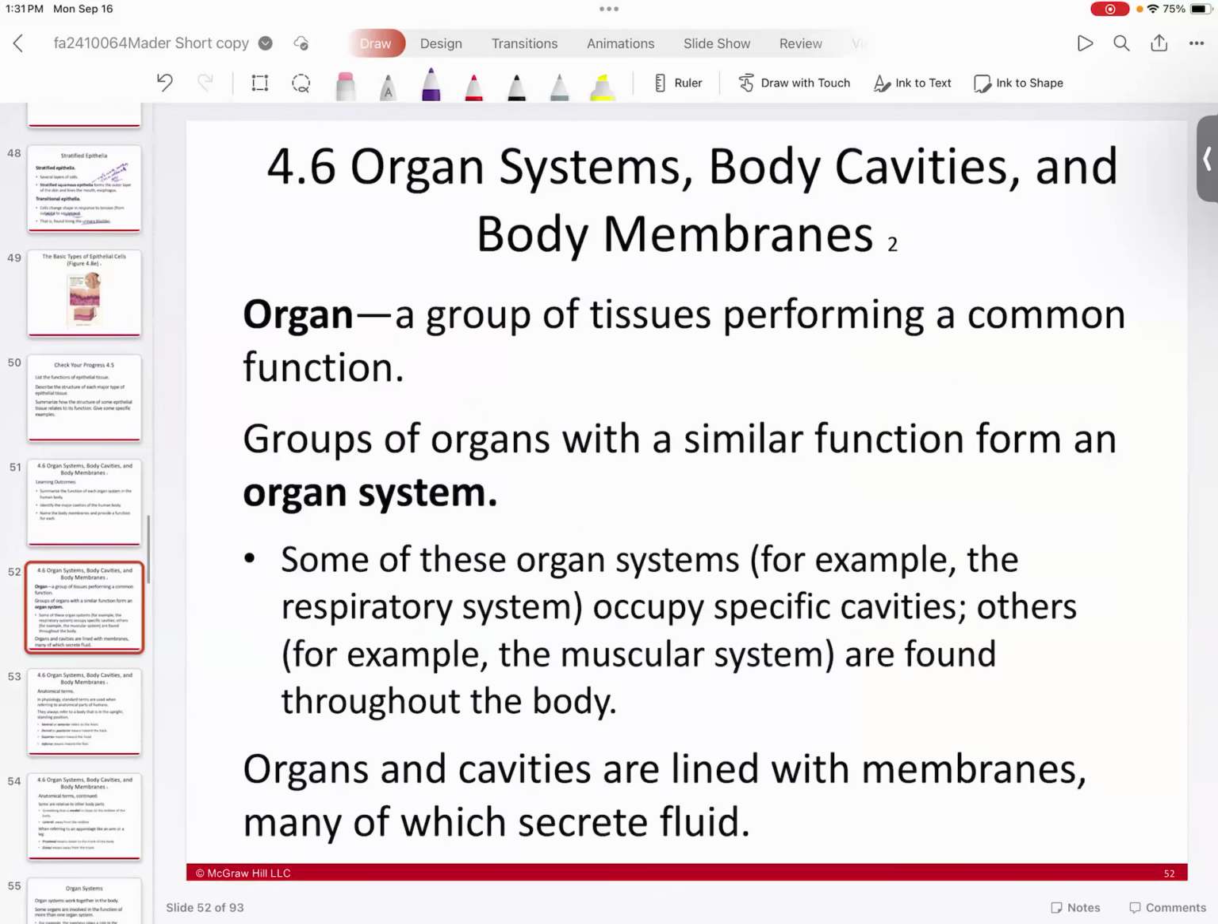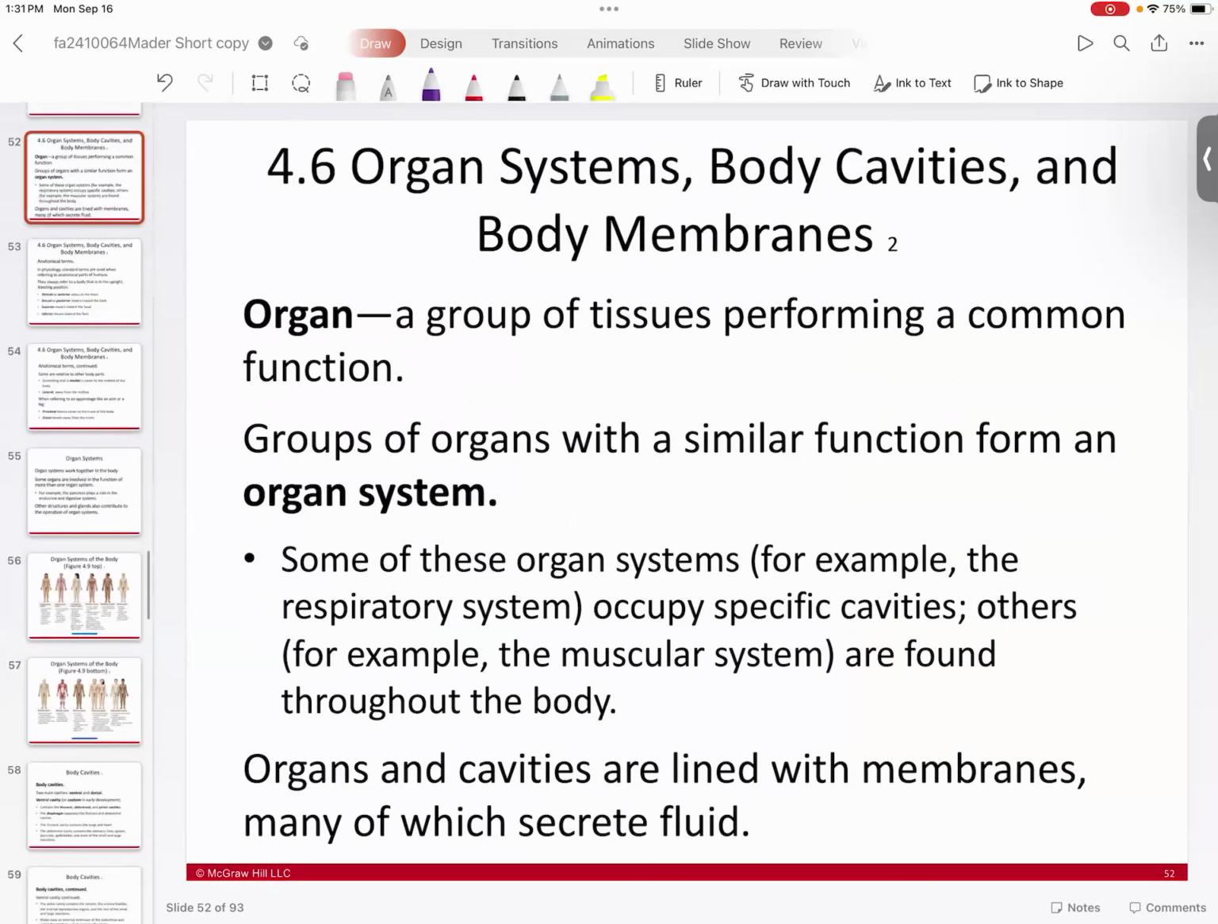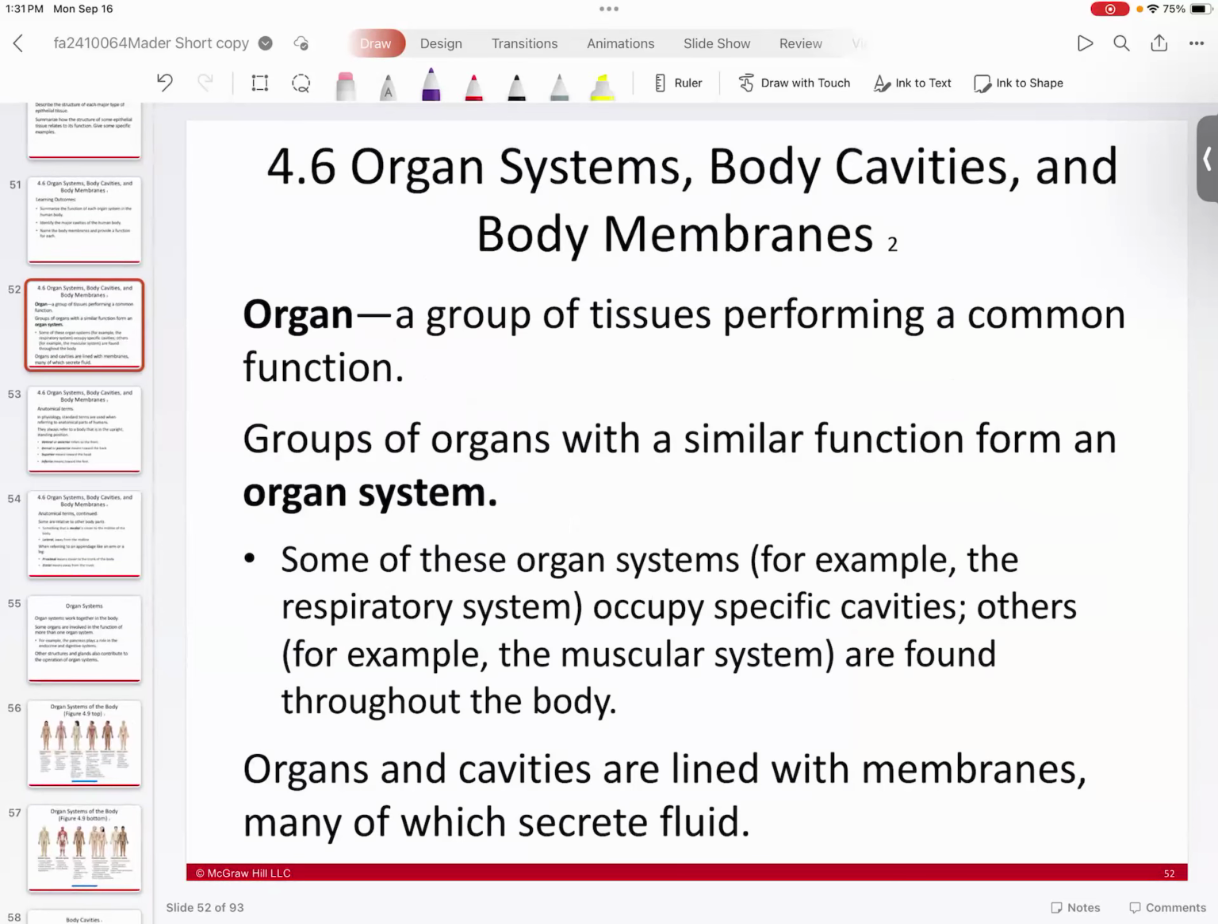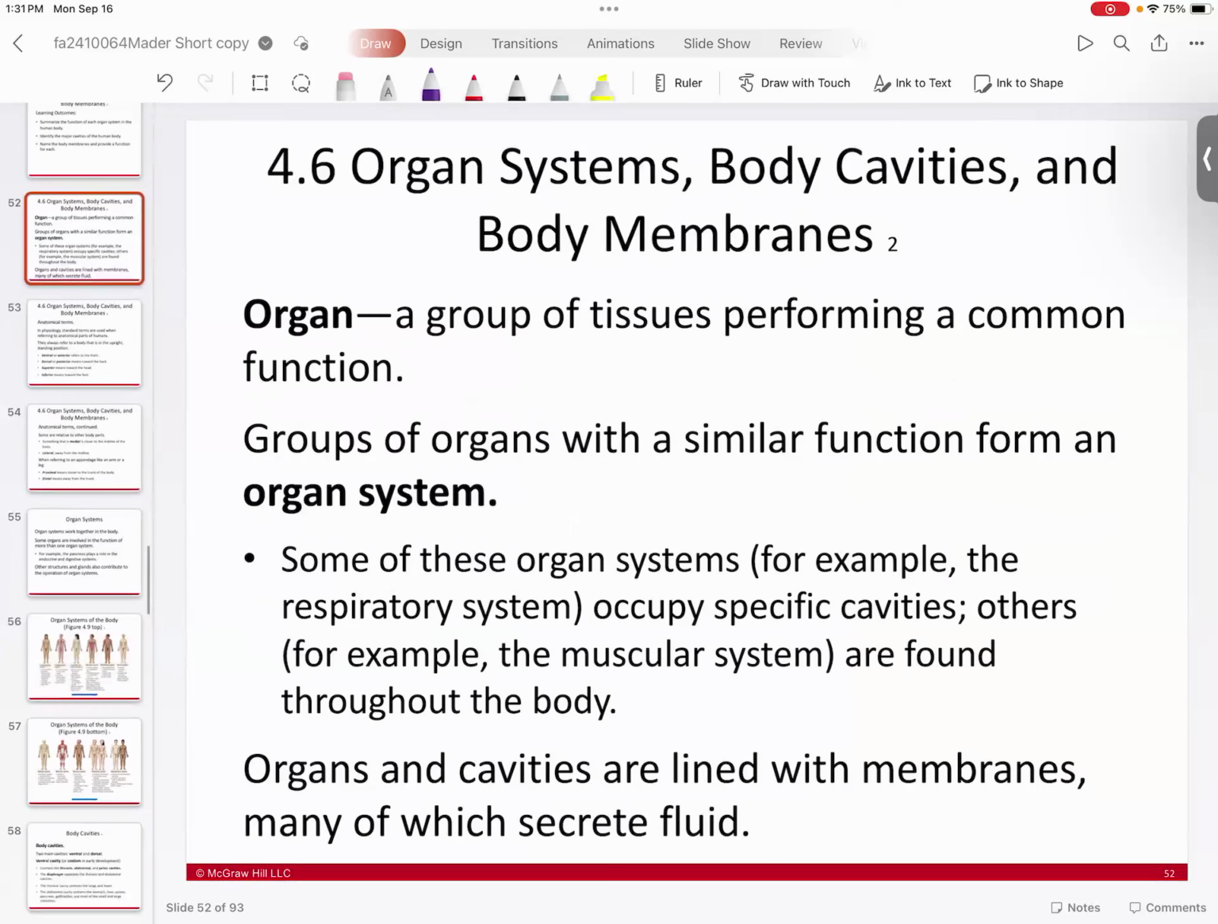Okay, so let's take a look at and move quickly through organ systems, because we're going to be going through the organ systems more specifically, right? So just to kind of rehash on chapter 1, we already covered a little bit of this in chapter 1, so I don't want to spend a ton of time here.